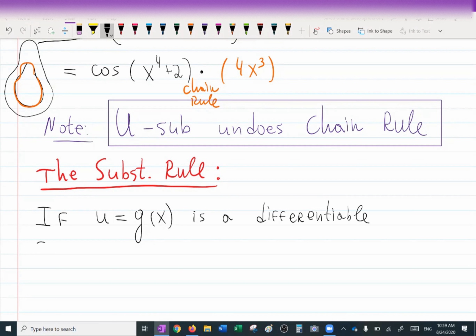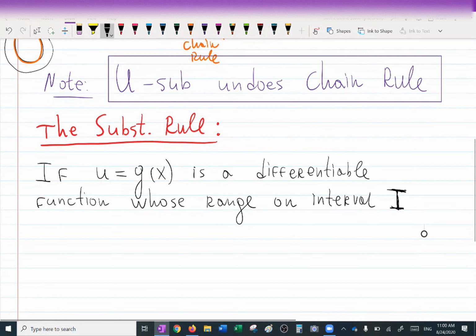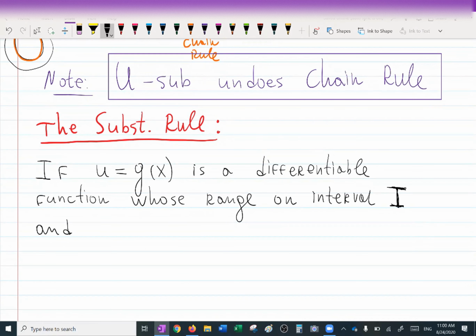Differentiable function, whose range is on interval I, so it has a domain and range. Range is an interval I. And there's one more function, f, and this function is continuous on that interval I. So continuous means no breaks, no jumps, no gaps, no holes.